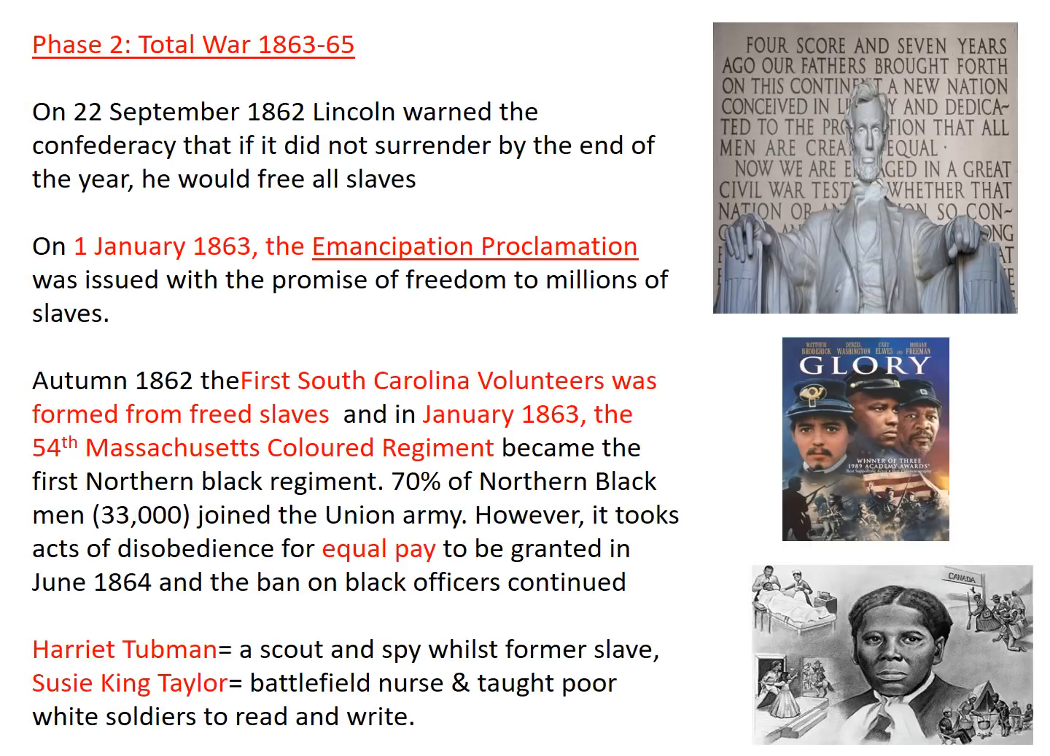Right, phase two, total war. So that was the first stage; Lincoln's quite conservative about these changes. On the 1st of January 1863, the Emancipation Proclamation says slaves will be freed at the end of the war. So that's the first time it's openly stated. We get the first South Carolina volunteers formed from free slaves fighting in the South, and then in the North, a 54th Massachusetts Colored Regiment fighting again in the North.